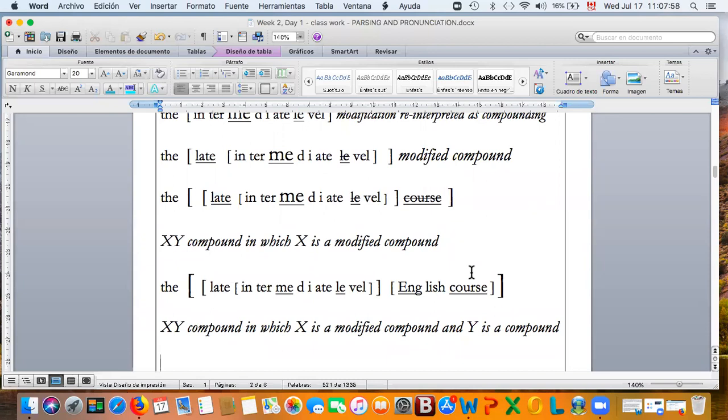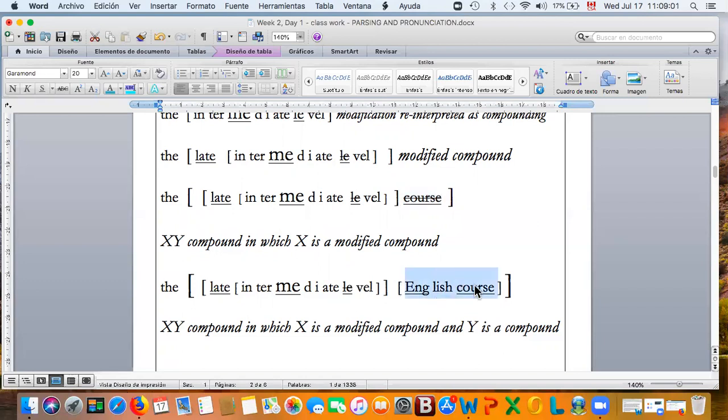We can make it even more complex. Or complicated, depending on how you see it. Complex or complicated, really, it's not hard. Let's analyze this as we had done above. Late, intermediate, late intermediate level, level. Accent is lost there. So that gives you middle, high, and low. Okay, well, that's the compound. Here's the modified compound.